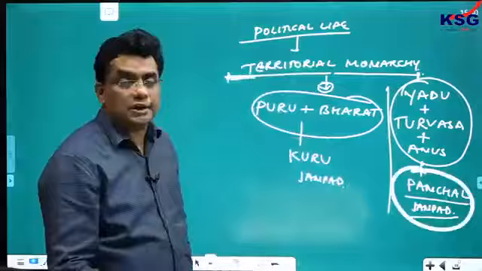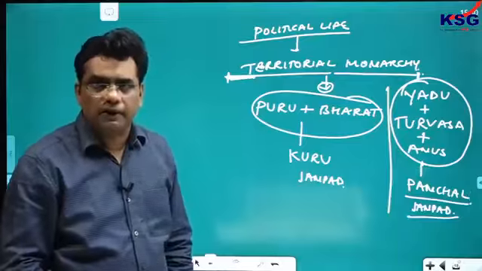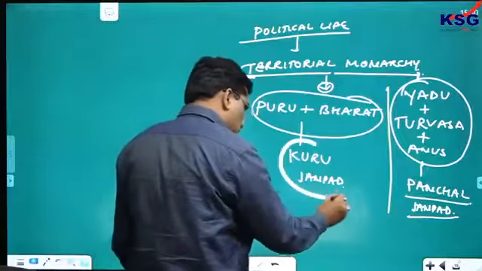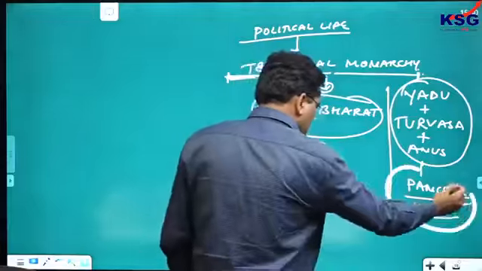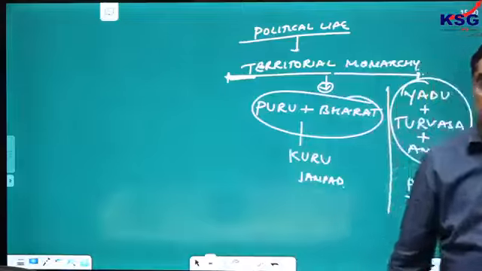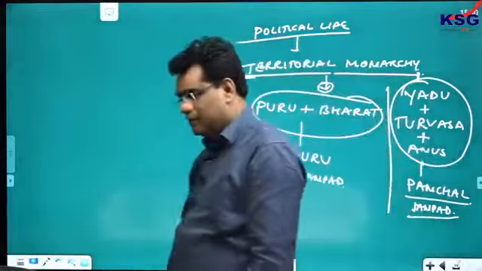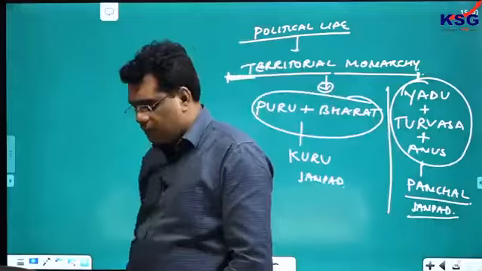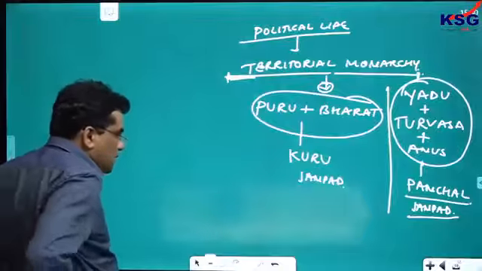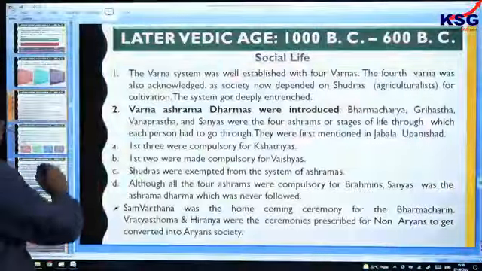Kuru and Panchal, these are the earliest territorial monarchy. Kuru means Kaurav and Pandav. Panchal means Draupadi. So Kaurav and Pandav, and at the same time Draupadi, belong to this period.